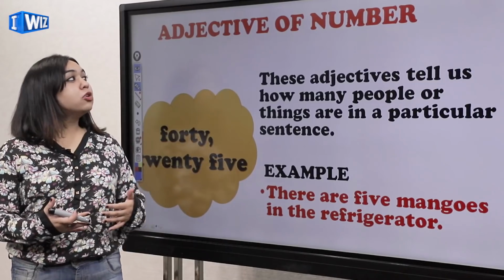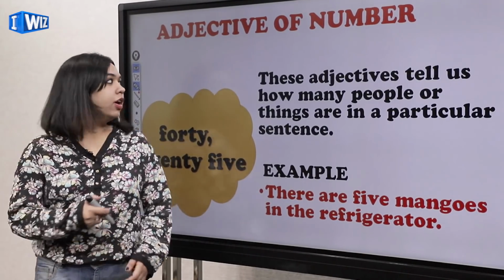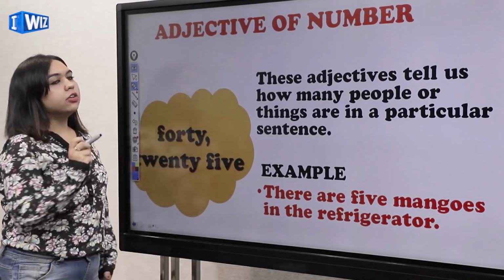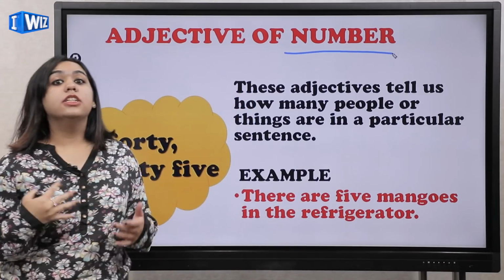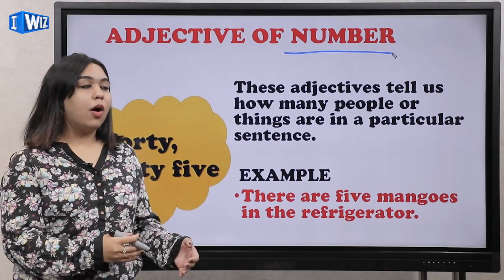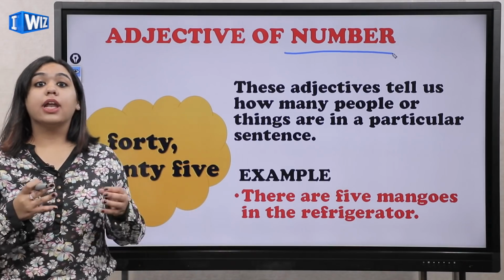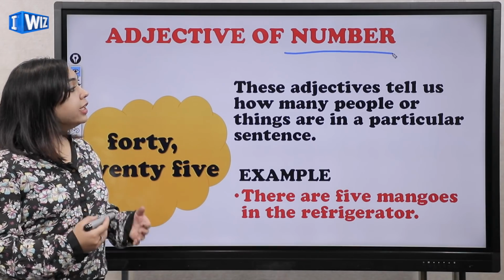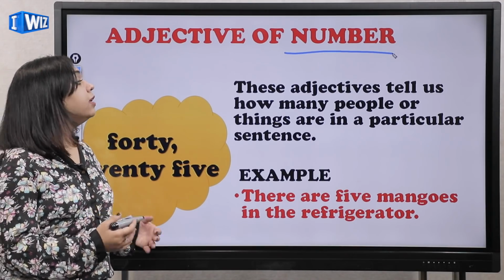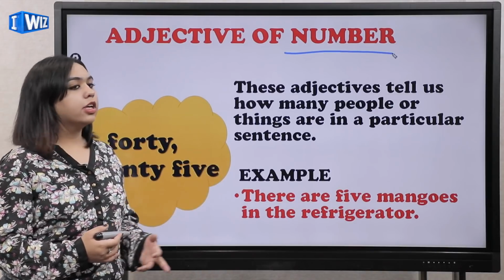Okay. So now we'll be talking about adjective of number. Now, before getting into it, what do you think the word number really means? Yes, number means numbering something, something that you can count. So in adjective of number, you can actually count the nouns as well as the pronouns. Okay, so these adjectives tell us how many people or things are in a particular sentence.